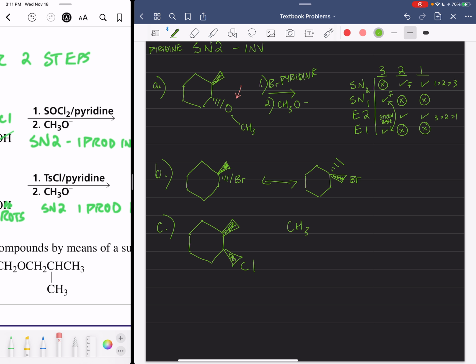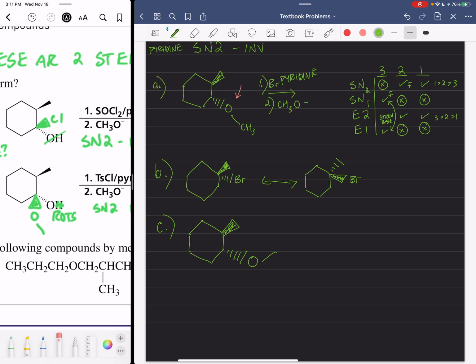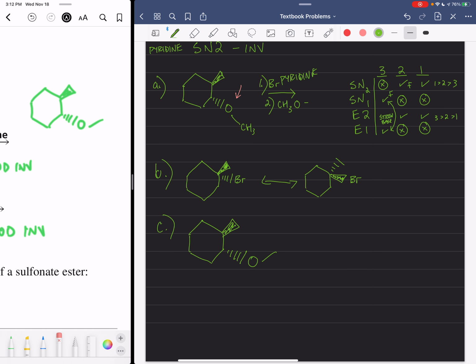but now we're bringing in a nucleophile. Now we're bringing in methoxy, okay, on a secondary alkyl halide, which is going to be SN2. So it's going to come in inverted and look like that. So let's double check that one. That's C. Yep, that's the answer for that.